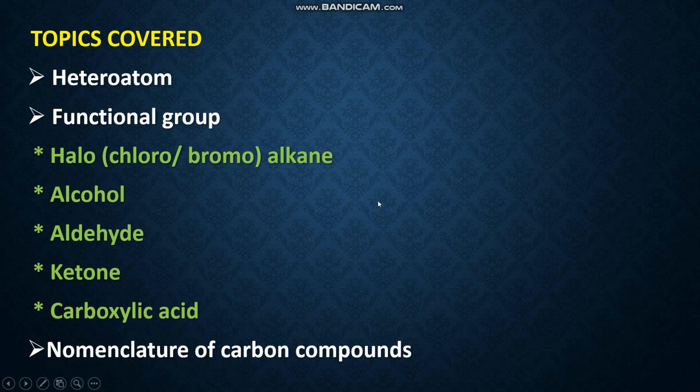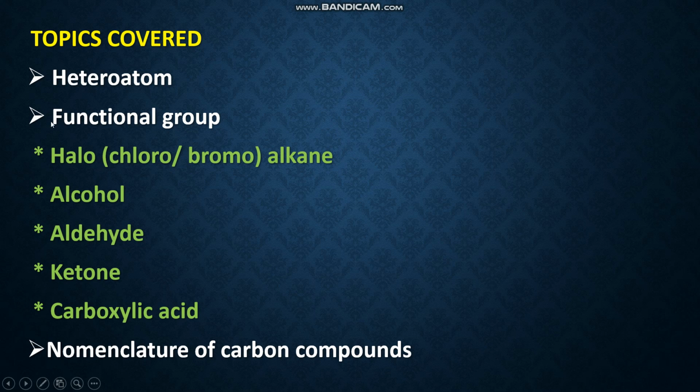So today we have discussed what a heteroatom is. We have seen 5 classes of organic compounds. The heteroatom present in chloro or bromoalkane is chlorine or bromine. In all other classes of organic compounds, the heteroatom present is oxygen. And we have learned what a functional group is. The heteroatom or group of heteroatoms that determines the chemical behavior of the compound is called the functional group.